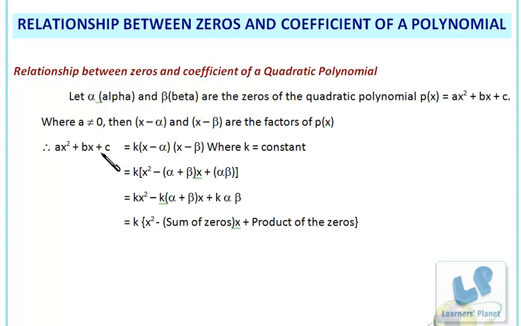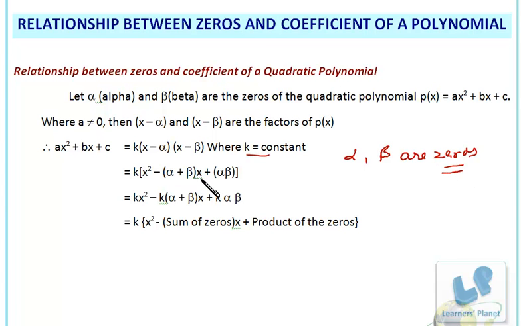But how many times they are factors, we don't know that. That's why we choose one more variable over here, that's k, or one more constant over here, right? So ax square plus bx plus c can be represented as k(x minus alpha)(x minus beta), where k is a constant, right? Now if we multiply (x minus alpha)(x minus beta), we will be getting this expression, right? Now we assumed that alpha and beta are zeros of this polynomial.